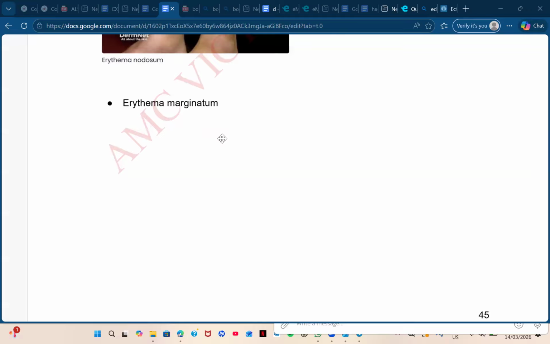Minor criteria: fever, arthralgia, raised inflammatory markers, ESR and CRP. Then we can see ECG changes, prolonged PR interval. And you can remember the minor criteria as FARP. F means fever, A means arthralgia, R means raised ESR and CRP, P means prolonged PR interval, right? Please remember.